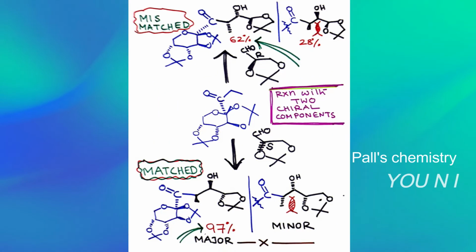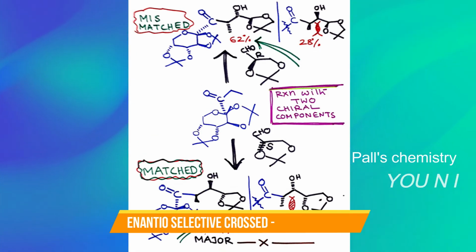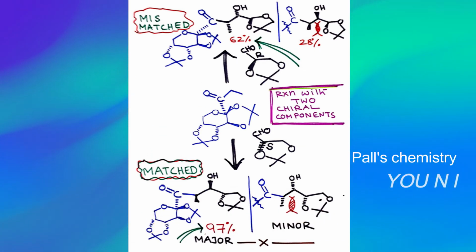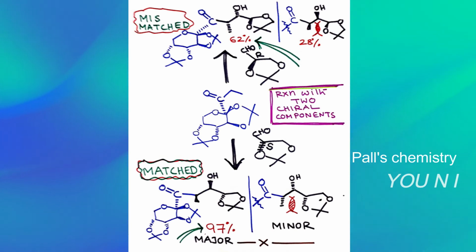Now let us consider the crossed aldol reaction where two chiral components are participating. When the two reactants are chiral, depending on the percentage of the major product, we need to understand two names. One is the matched aldol reaction and another one is the mismatched aldol reaction.